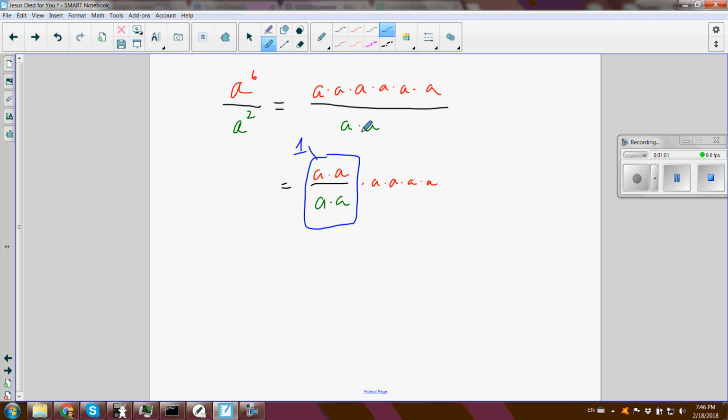These two a's in the denominator cancel out 2 of those a's in the numerator. So what we're left with is a to the 4th power. 6 factors of a in the numerator, 2 factors of a in the denominator. You end up with 4 factors of a.